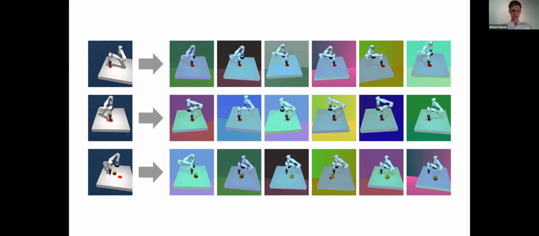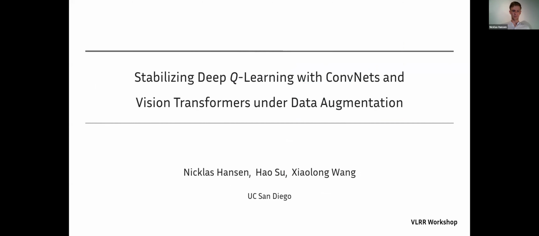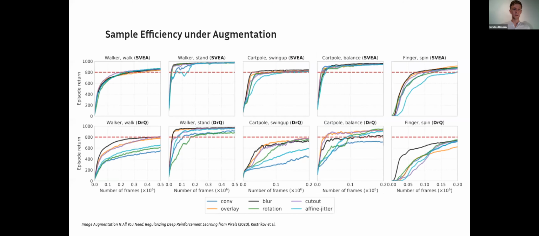So the 6 augmentations that we use are common data augmentations from computer vision. Let me see. So we use a random convolution, which is from previous work on generalization in RL. Then we use a Gaussian blur, and we use cutout and a random overlay augmentation, and then random rotation, and also a color jitter and these kind of augmentations as well.